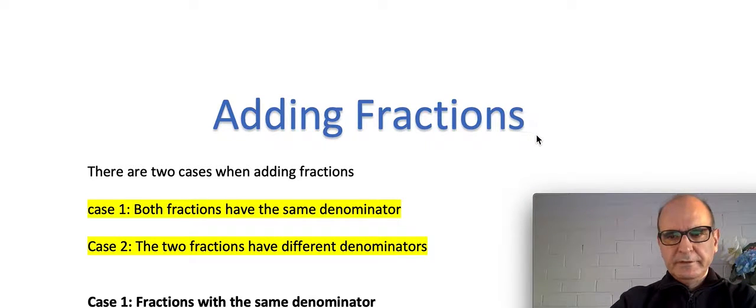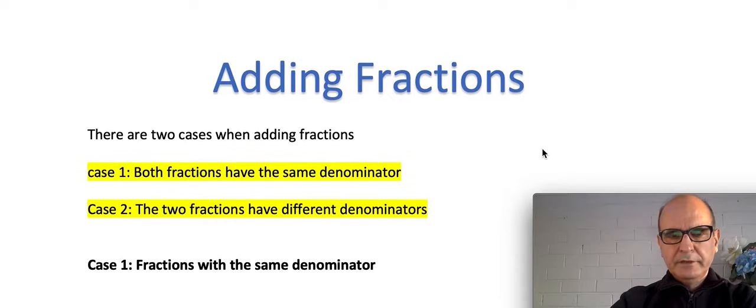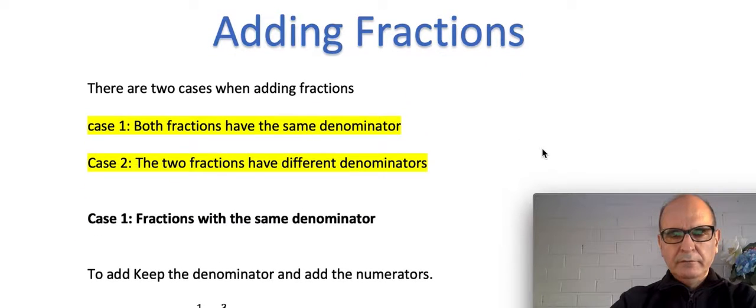There are two cases when we are adding fractions that we can encounter. Case one is when both of our fractions have the same denominators, and that is easier to add. Case two is when we have two fractions with different denominators. We look at both cases and we will see how we can add in both cases.